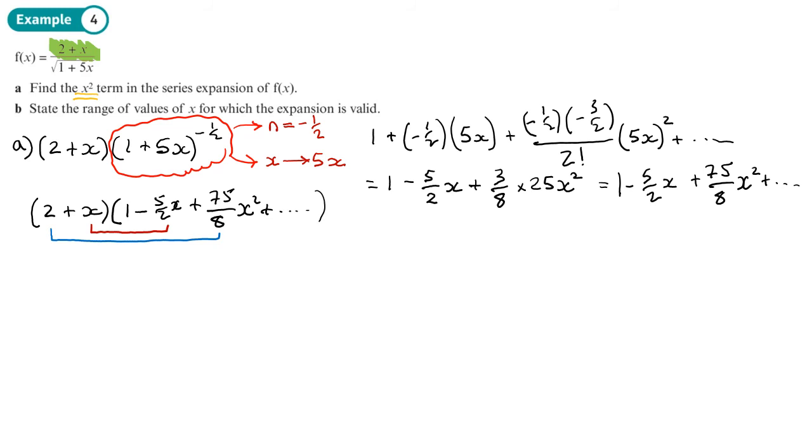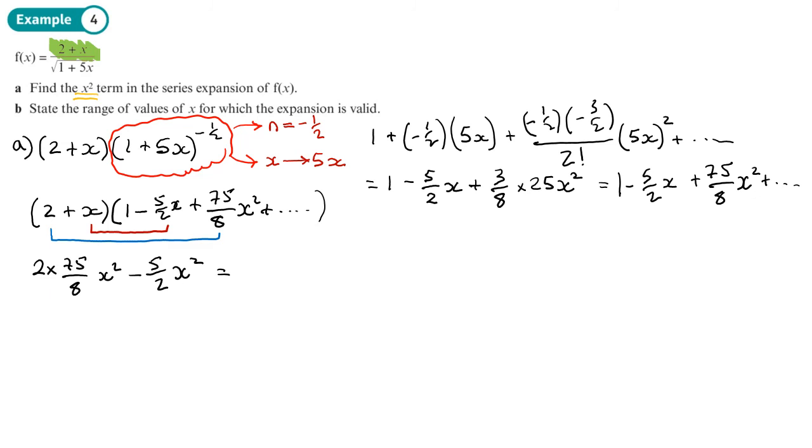It will save time. So we've got the 2 times 75 over 8, which is going to be 150 over 8. So let's write down what we've got. 2 times 75 over 8 x squared plus, now it's going to be minus 5 over 2x squared. So what's the x squared term? Well, it's this 75 over 8 times 2, which is 150 over 8.